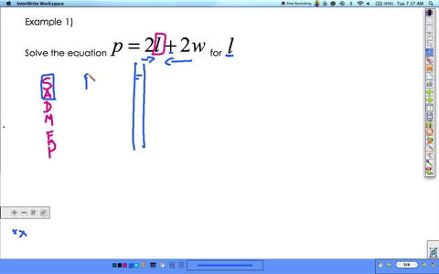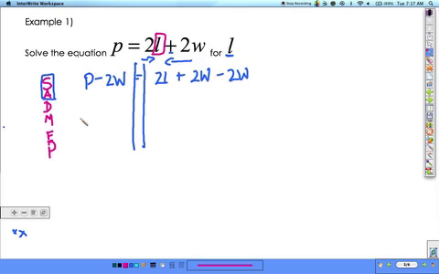So we have P and we have 2L plus 2W. And the opposite of 2W is negative 2W, right? So we want to subtract 2W from both sides of the equation. Now on the left, P minus 2W, I can't do anything to simplify that anymore. So this is actually just the way it's going to look.